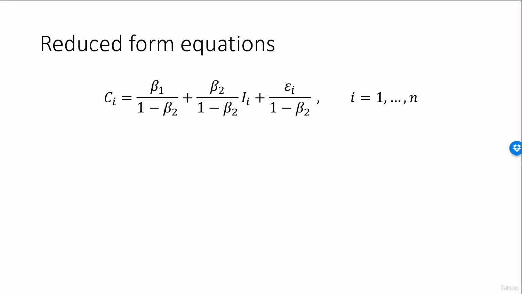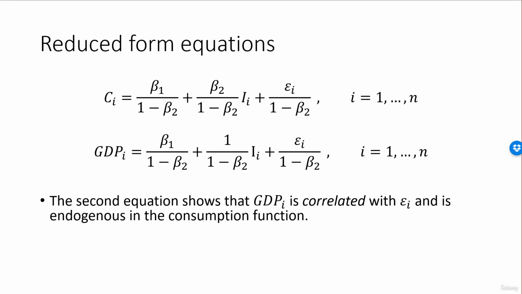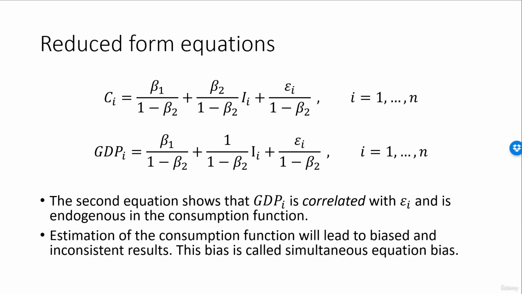So to summarize what we just did, we have the reduced form equations. We have this one for the consumption. Now we only have the exogenous variable I on the right hand side, and we had this form for GDP. From the second equation, it is clear that GDP is correlated with the error term. It's endogenous in the consumption function. And finally, estimation of the consumption function will lead to biased and inconsistent results. And this is an example of the simultaneous equation bias. Later on, we'll have a look at some methods for dealing with this particular problem of endogeneity.